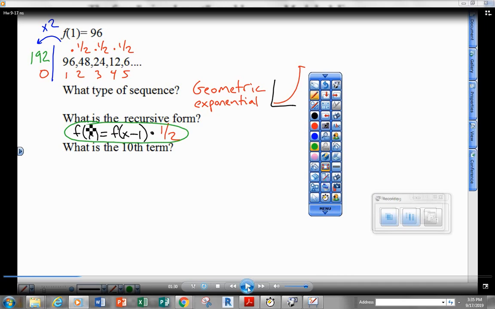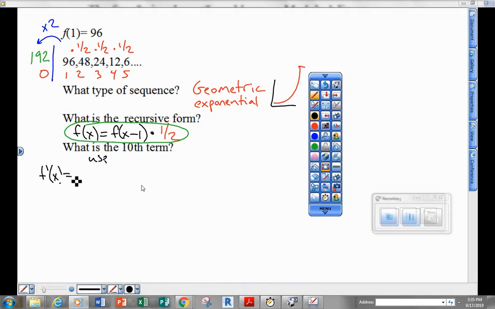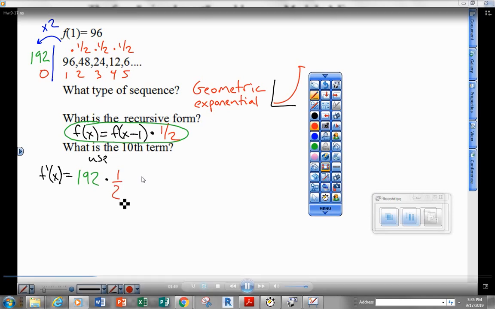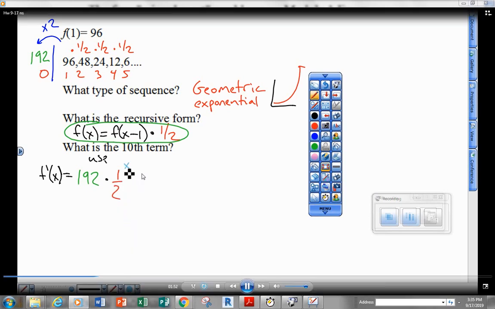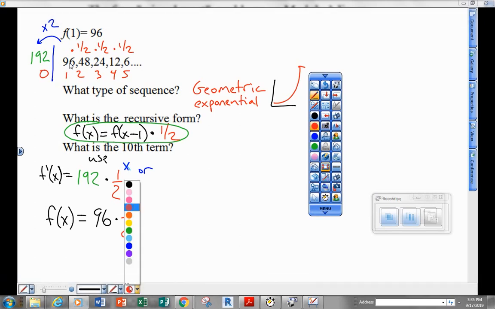Alright, next problem. To find the 10th term, I want you to use either of the explicit forms. So the first one is f of x equals the 0 term, 192, times 1/2 raised to the x power just by itself. Or the other one is f of x equals the first term, not the 0 term, 192, the first term, 96, times 1/2 raised to the x minus 1 power.